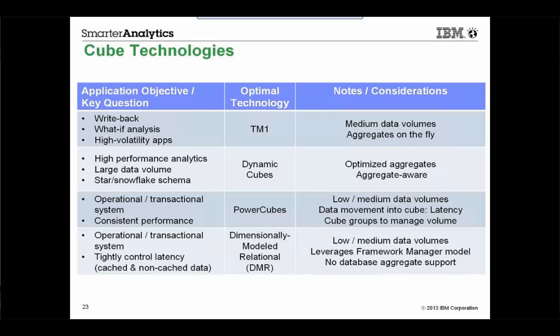Okay, so let me go back to the web conference to see if there are any questions. I have a question here. How are changes to hierarchy structures over time handled? For example, the hierarchy for historic sales might be different from today's hierarchy.